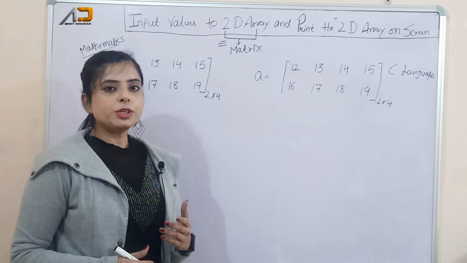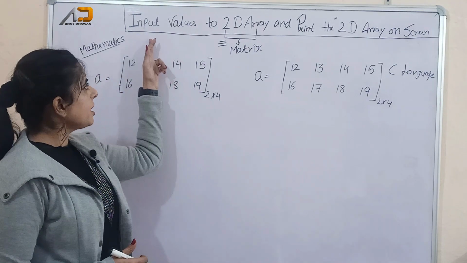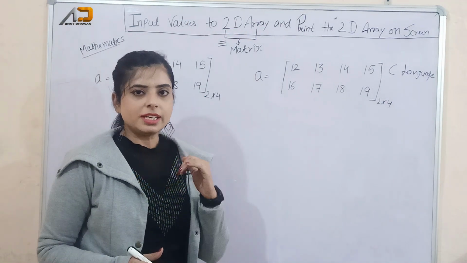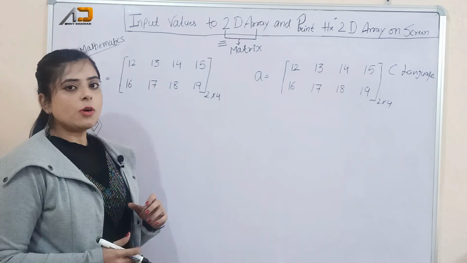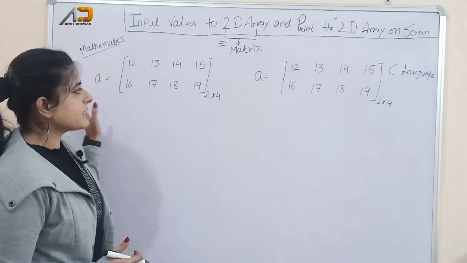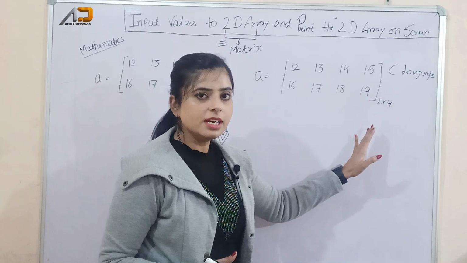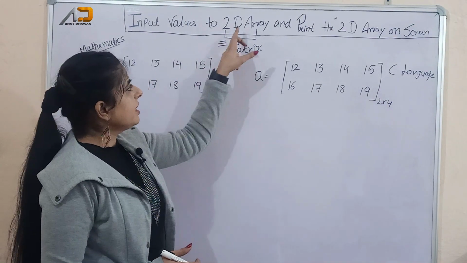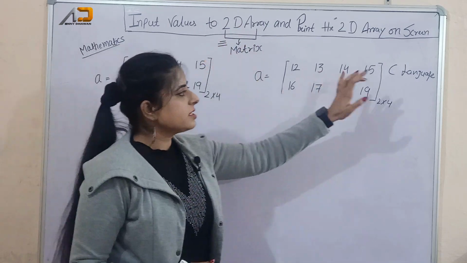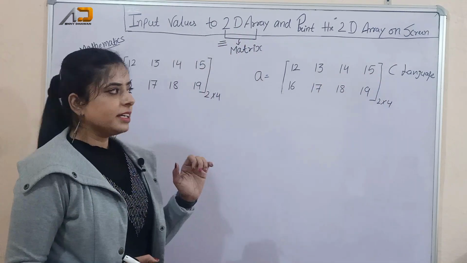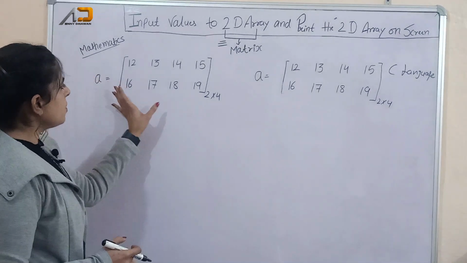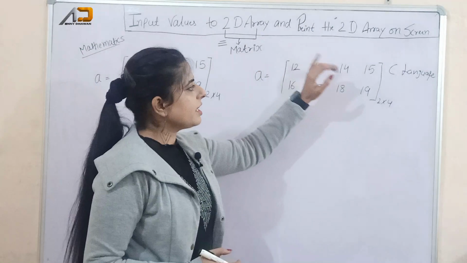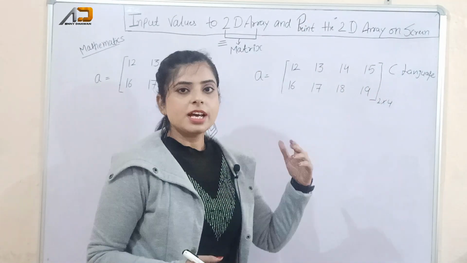Hello friends, before we understand the process of how we can input values to a 2D array and print them back onto the screen, let's first understand how we can write the matrix in mathematics and how we can write the matrix in C language. One thing you should note here is that a 2D array is also termed a matrix in C language, and this is how we write the matrix in mathematics. In a similar way, we can write the matrix in C language as well.